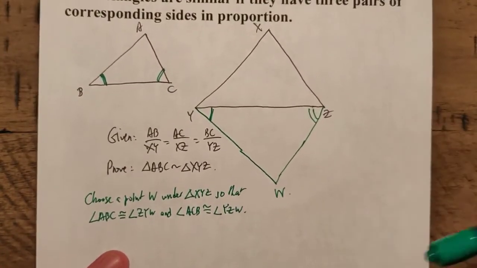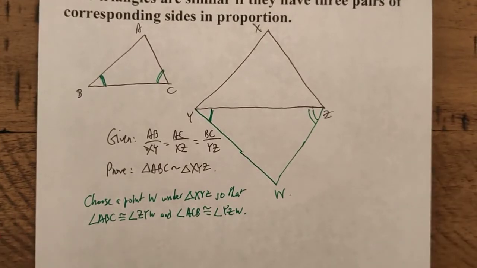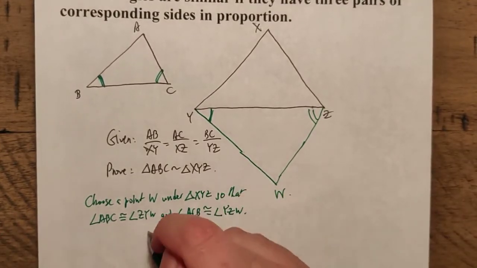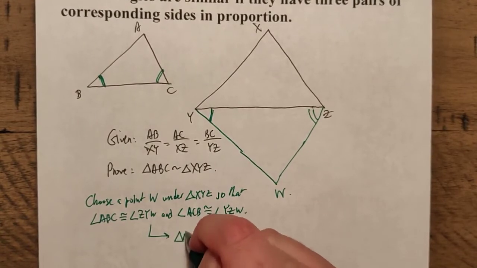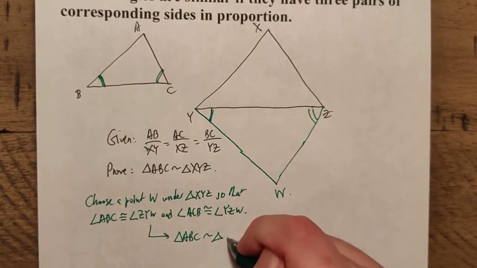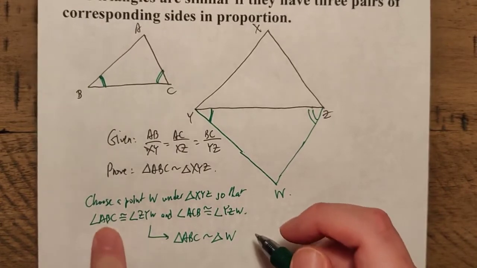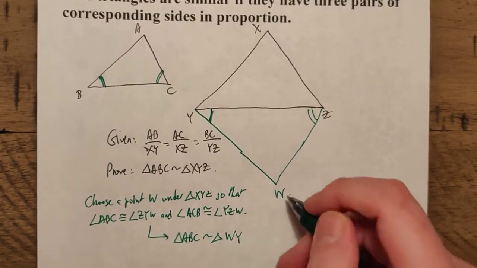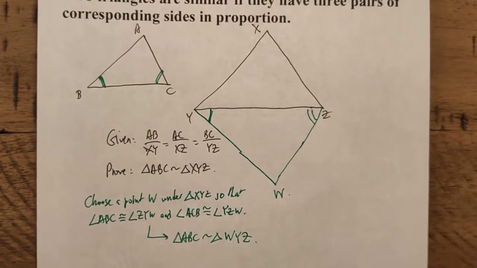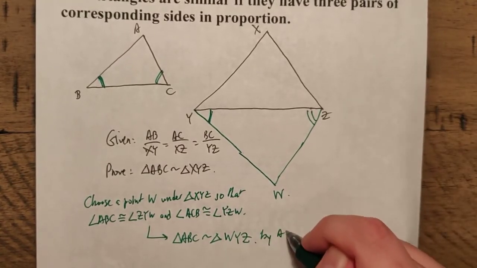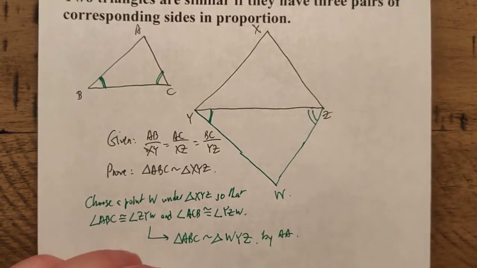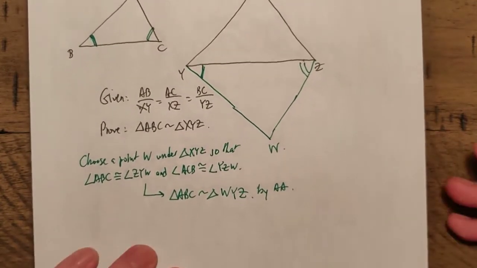Okay, so by our construction, we constructed two pairs of congruent corresponding angles. So it shouldn't be too hard to show that triangle ABC should be similar to triangle, let's see, A matches with W, B matches with Y, and C matches with Z. So I can write it like this. This makes sense, right? We know that ABC and WYZ should be similar by angle, angle. That's going to be important here.